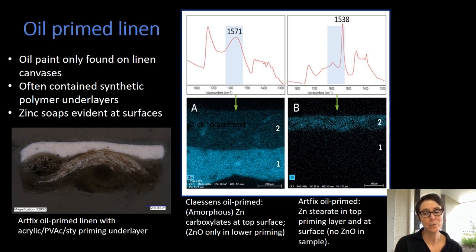In three out of the four cases, the oil primed canvases were found to also contain synthetic polymer based underlayers, and thus the benefits for artists choosing oil primed canvases appear to be unclear.